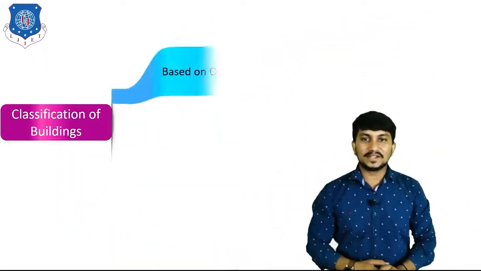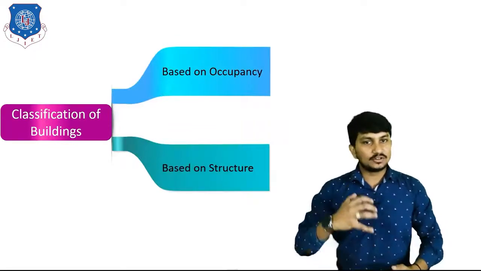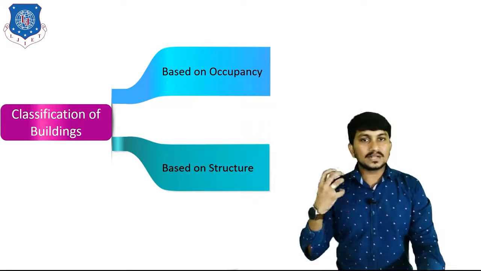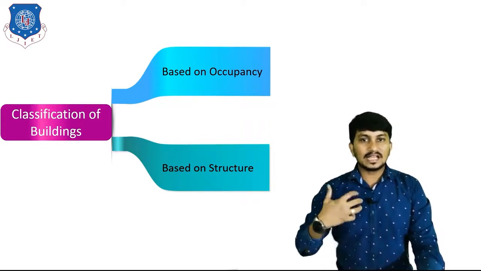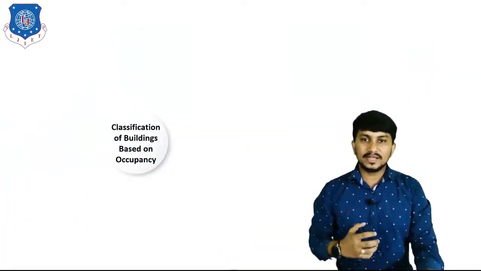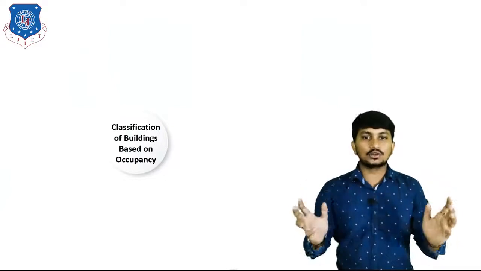Buildings are classified based on two categories, based on occupancy and based on structure. Based on occupancy means based on the purpose for which the buildings are built. So the first classification is based on occupancy. Buildings are classified based on occupancy into 9 broad groups.